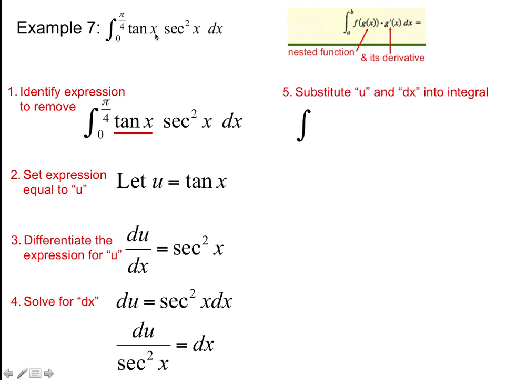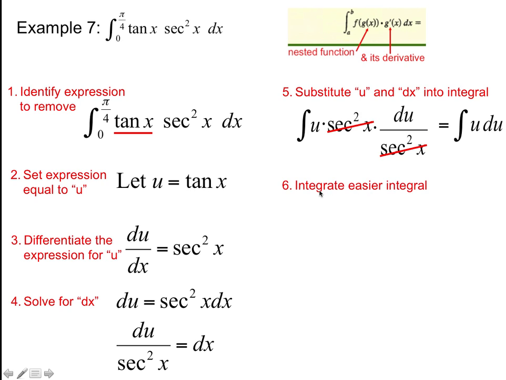The tan x, we don't keep it. We replace it with a u. The secant squared x we keep, and the dx we replace with the du over secant squared x. And so, again, since we have this relationship between function and derivative, we can see that the derivatives cancel. And so we're left with taking the antiderivative of u du. And so, we know that this is obviously much easier to integrate than this.